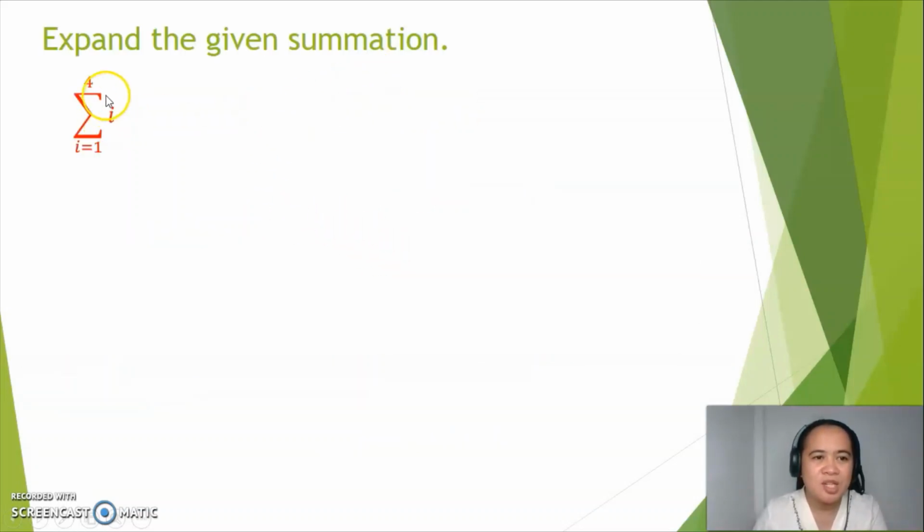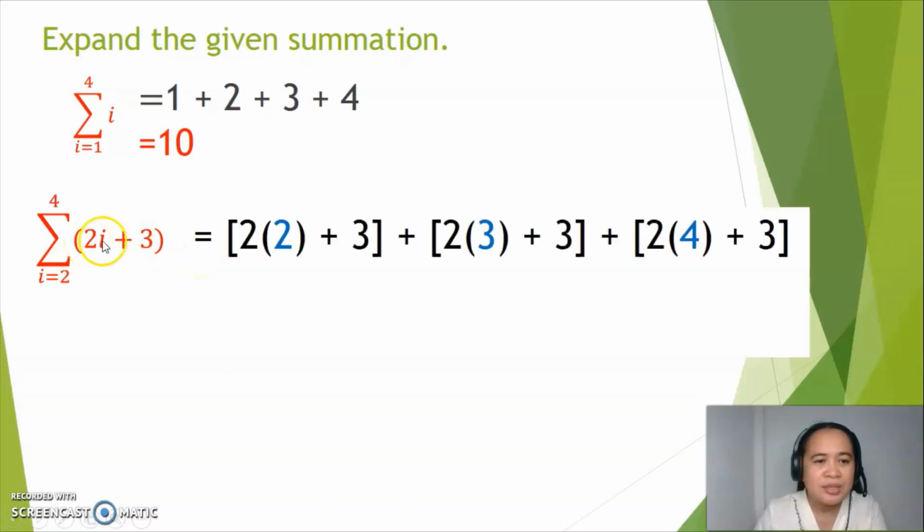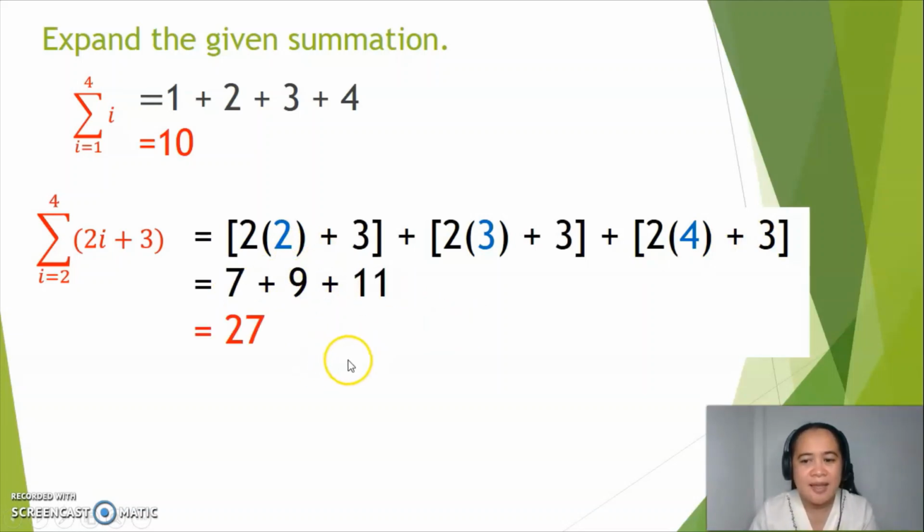Expand the given summation. So this is the summation of i, where i starts from 1 until 4. So basically, it's simply 1 plus 2 plus 3 plus 4, or you will get the associated sum as 10. Another. The summation of 2i plus 3, where i starts at 2 until 4. So to do this, this would be 2 times 2 plus 3, because we start at 2. 2 times 3 plus 3, and 2 times 4 plus 3. So simplifying this, we will get 7 plus 9 plus 11, or it is 27.